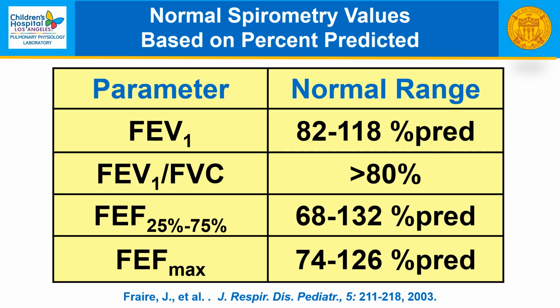So normal spirometry values are based on percent predicted. These are the values that we use or have used at Children's Hospital Los Angeles. FEV1 normal range here, FEV1 over FVC ratio greater than 80. FEF 2575 is a bit broader range. It's less reproducible, so about 68 to 132% predicted. And peak flow, FEF max, forced expiratory flow max, is also less predictable, 74 to 126% predicted.